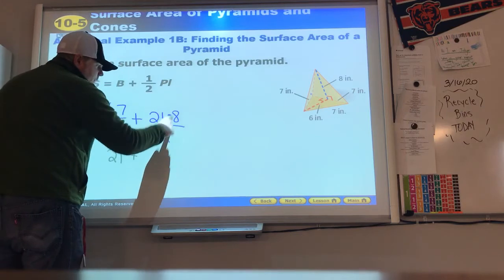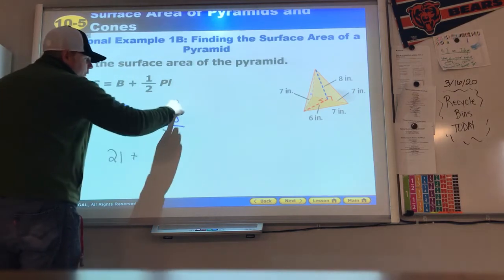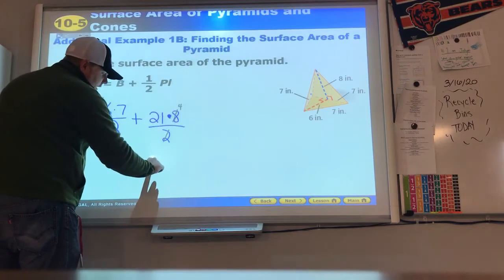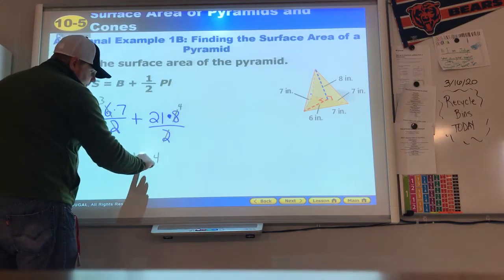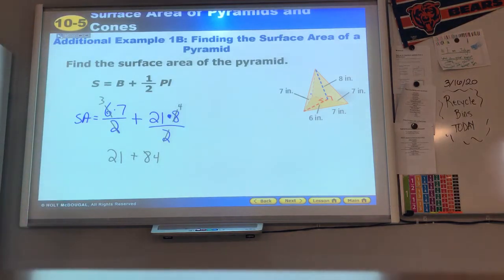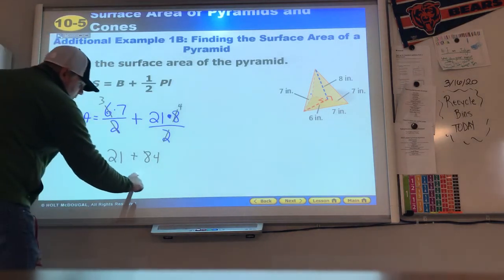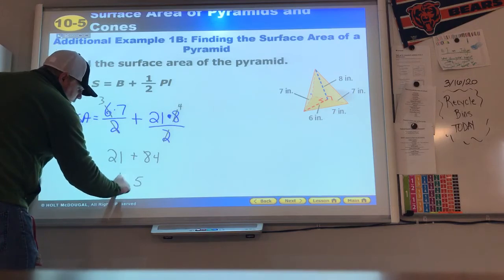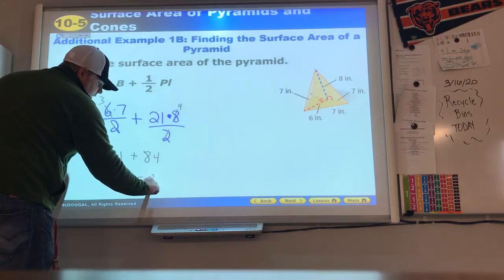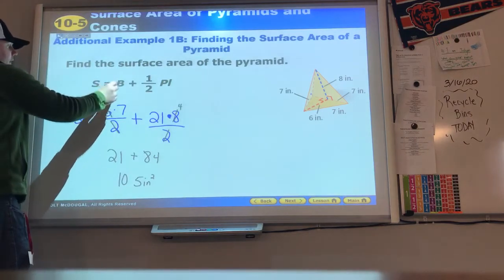I get 168, divided by 2, and would have 84. There's 8 for that one. Or 84 is our area then for our sides. We add those together and we get 105 inches squared. Area of the base.